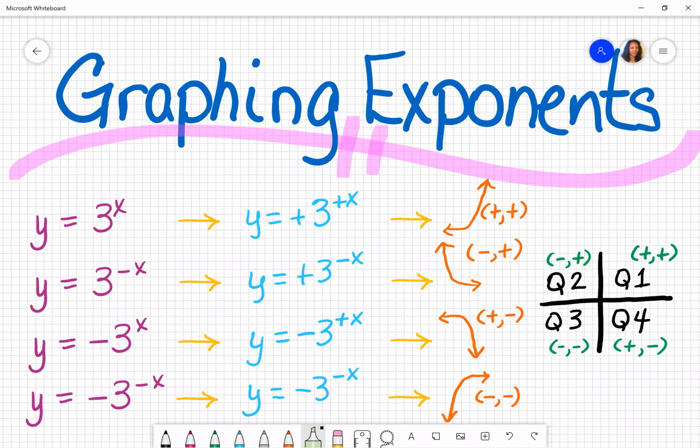Graphing exponential functions, they have a pattern that I like to look for, and that's in my signs. If I have an exponent like y is equal to 3 raised to the x power, what I want to look for are the signs that are attached to my x and my y. For this one, both are positive.